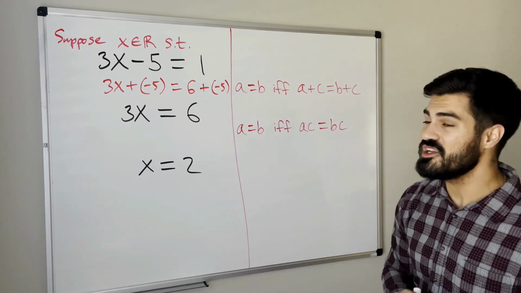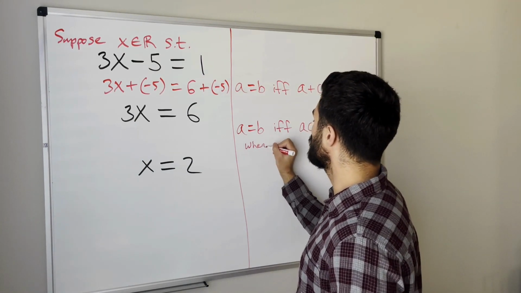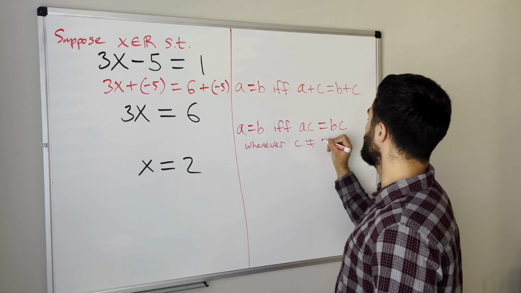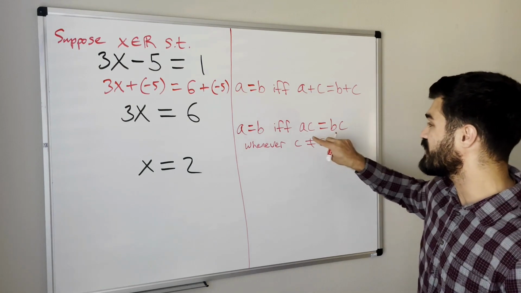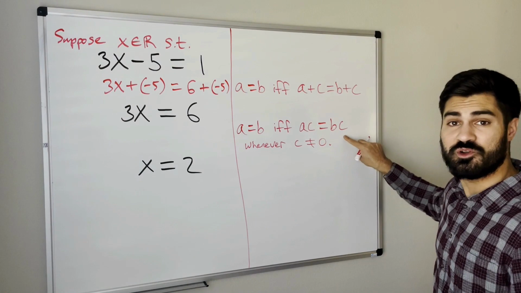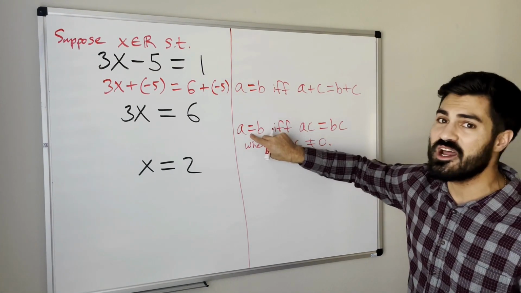But here we do need a condition, a very important condition that we need to add, which is whenever C is not equal to 0, because think about when C is 0, what could happen? Well, we could have 1 times 0 equals 2 times 0. That's a true statement because we get 0 equals 0, right? But 1 does not equal 2.